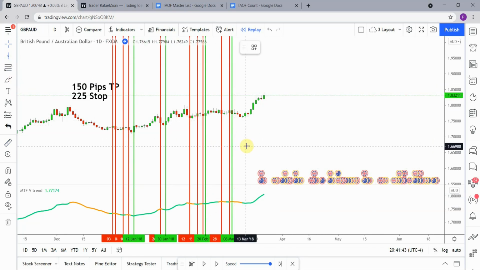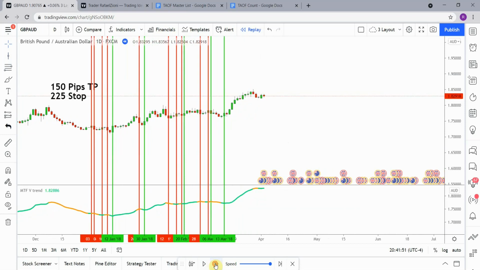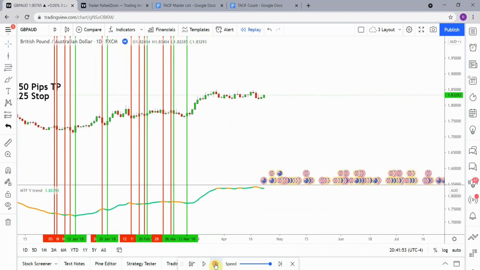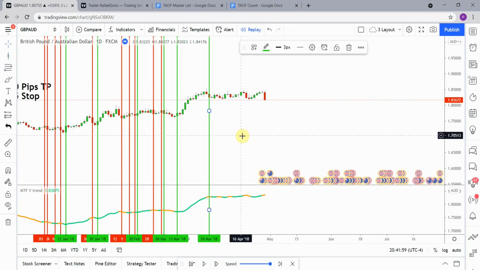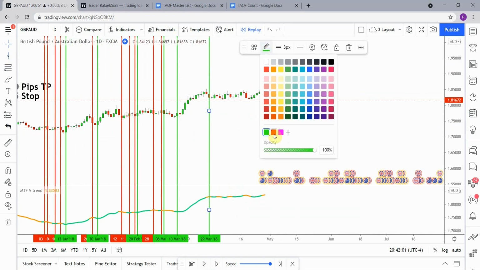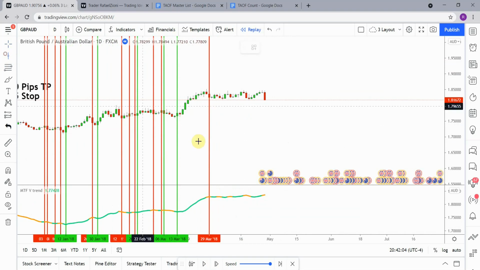Then we pick up a long right there on that one. That one is also going to get us to take profit. So moving along here, pick up a short right there. Excuse me for just a moment.